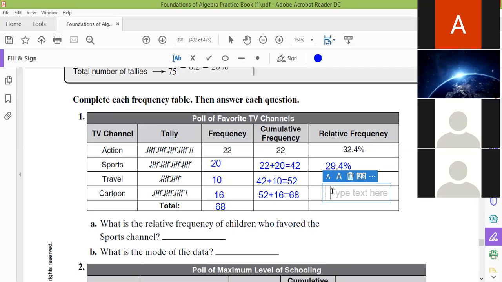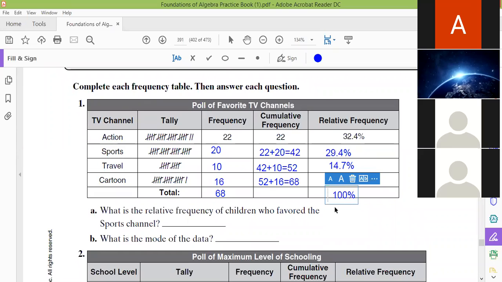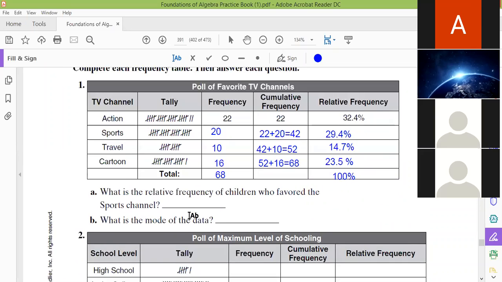Calculate it. 16 over 68. I'm talking about frequency, not cumulative frequency. You will divide the frequency, 16, over 68. That's going to be 23.5%. When you add all of them, it will be 100%. So, teacher, we must get 100%. Yes, you must get 100%. It's the same as the lesson of last year.